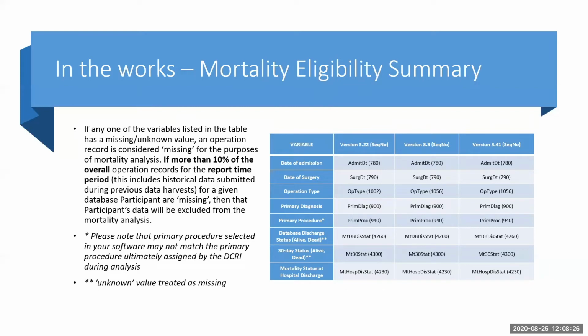The next report that will be previewed today is the mortality eligibility summary. In the table to the right, I wanted to provide a list of the variables that are used to determine mortality eligibility. Many of you know that if any one of these 8 variables has a missing or unknown value, an operation record is considered missing for the purposes of the mortality analysis. If more than 10% of your overall operation records for the reporting time period are missing, then your data will be excluded from the mortality analysis.